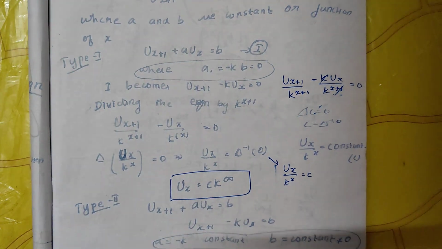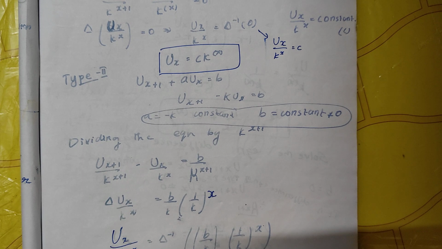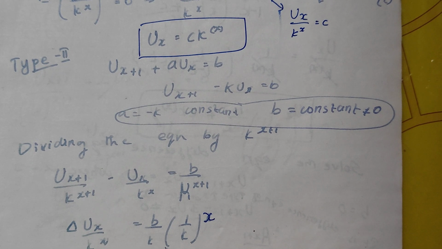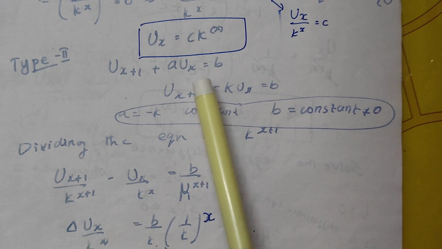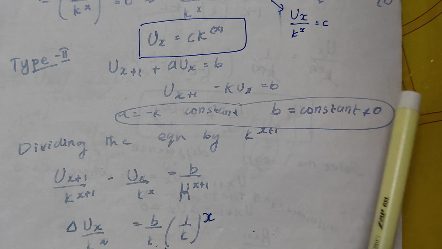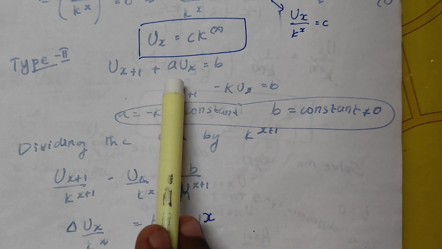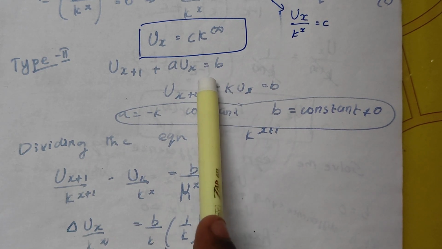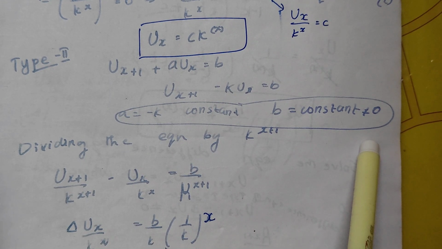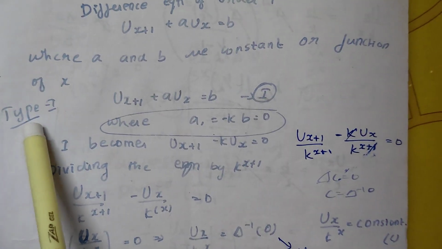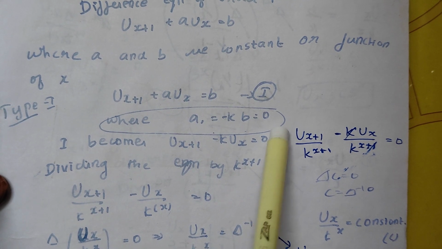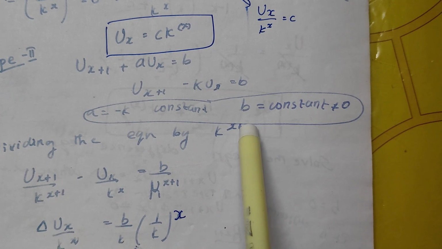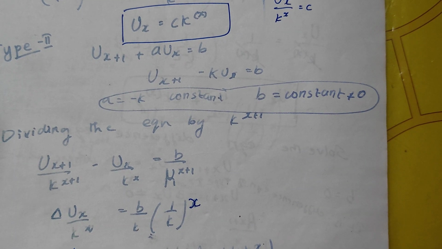type 1. Here we are going to discuss type 2, which is u(x+1) + a·u(x) = b, where the a value is minus k, and here b is a constant which is not equal to 0. In type 1 we have seen b is equal to 0, so here we are going to see b is not equal to 0.